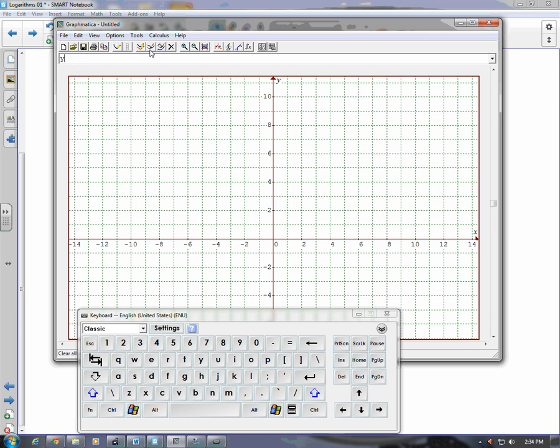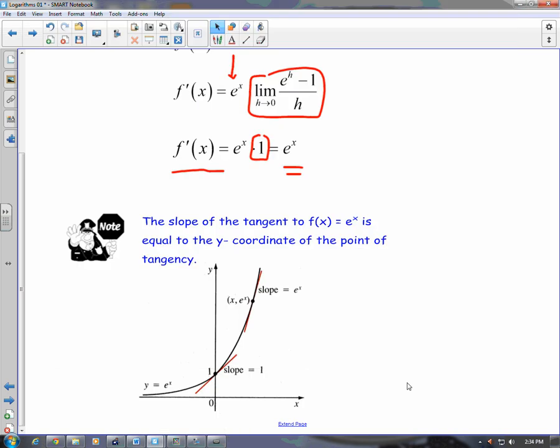So now, if I punch in y is equal to e to the power of x, that's our line. And now when we find the derivative of this line, all it does is change color because the derivative is the exact same thing. Oh, okay. And so that's basically what we see there.